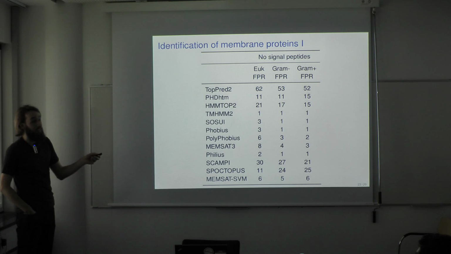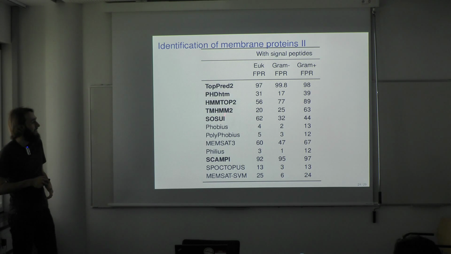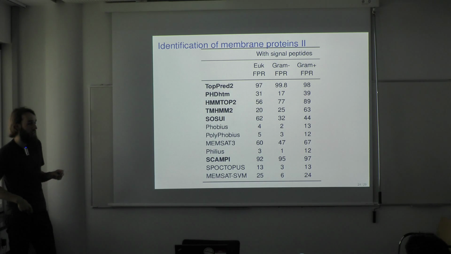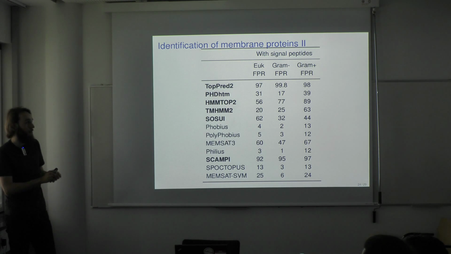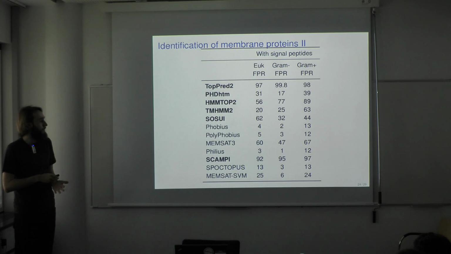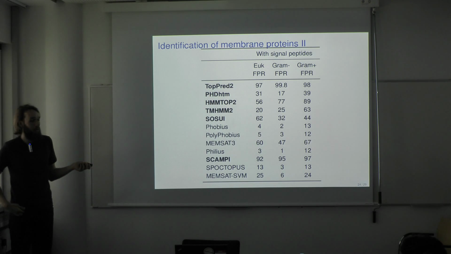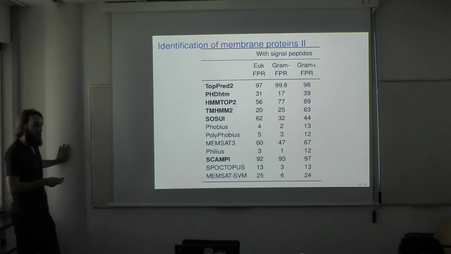This set did not have signal peptides. Now the set has signal peptides. And now all the bold methods here, so these and Scampi, are the ones that do not in any way account for the presence of signal peptides in reality. And as you can see, all of them perform horrible. Which is exactly the point. So if you do not know about this, you will make misclassifications. And just to put one example, TMHMM2, we saw before had like 1% false positive rate only on the set, and now it went up to 20 and more.